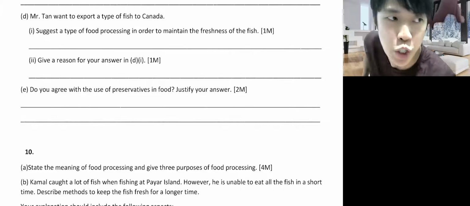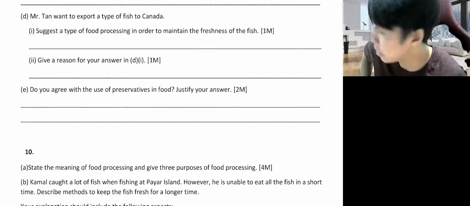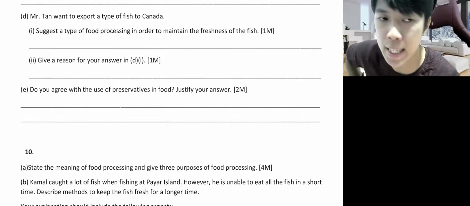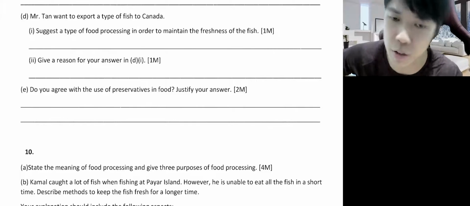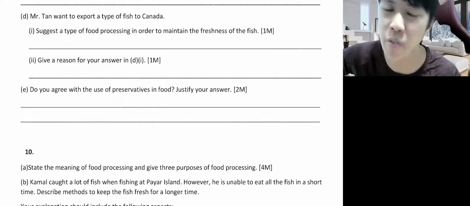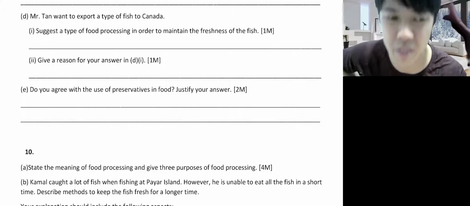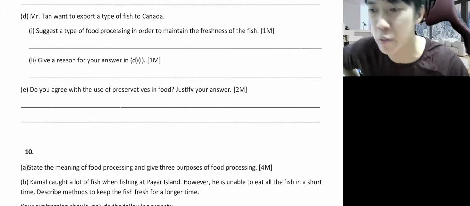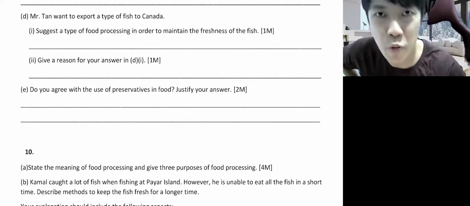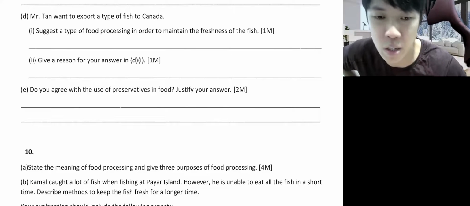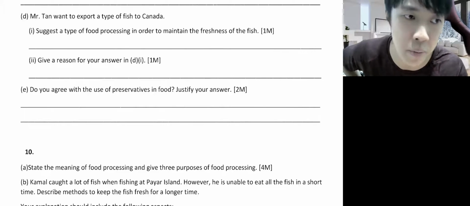Okay. Do you agree with the use of preservative and justify your answer? Okay, these are open-ended answers, meaning you can choose yes or no, but make sure you explain accordingly. So is preservative good? Actually, preservative is very important. If no preservative, our food industry would be long gone already. No need to do business. We have to keep food. We will be out of food, right? And food can be sent overseas for longer distances. So it's very important actually.